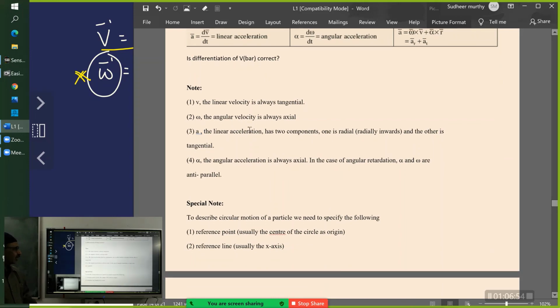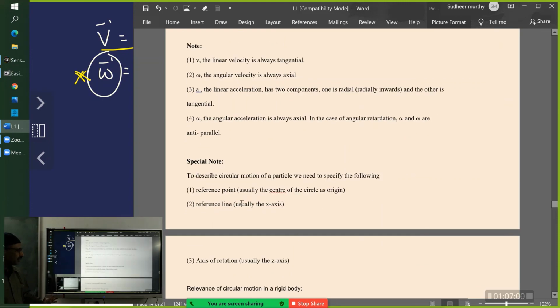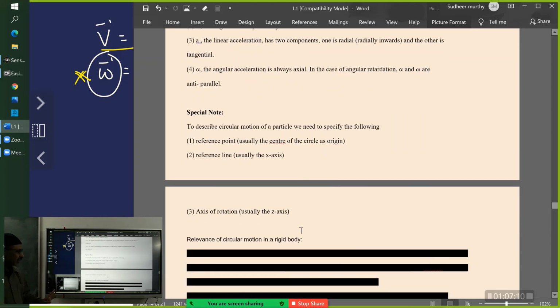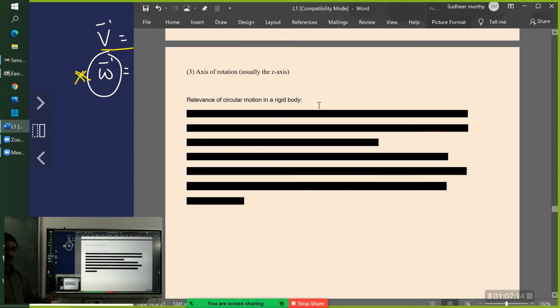Velocity is always tangential, acceleration is acceleration, and alpha, the angular acceleration, is always axial, also in the case of angular retardation. To describe circular motion of a particle, we need to specify the reference point, usually the center of the circle, the reference line, usually the x-axis, and the axis of rotation, usually the z-axis.